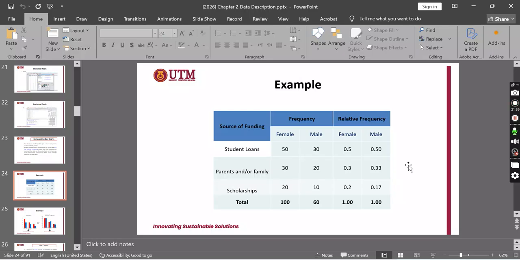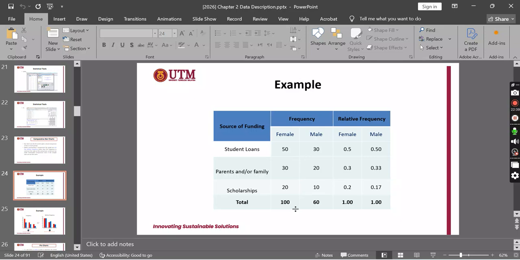Okay, let us talk about this example here. Source of funding: we have student loans and parents or family scholarship. We have female and male. How many females do we have? We have 100 students. How many males do we have? We have 60. So the total number is 160 overall. But when we are studying gender, it will be 100 for female and 60 for male.